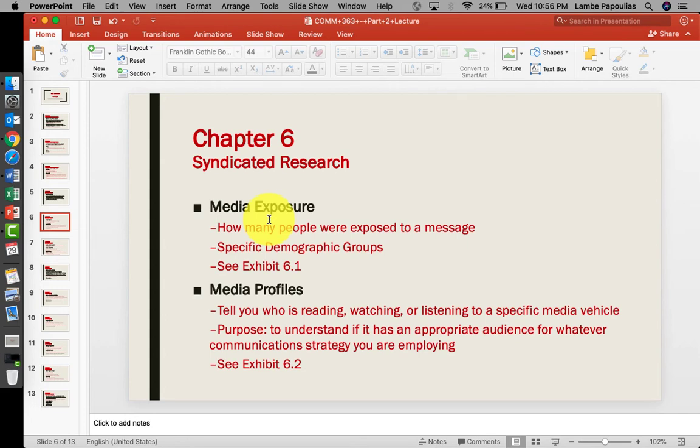You also have media profiles, which tell you who's reading, watching, or listening to a specific media vehicle. The purpose of this is to really understand if it has an appropriate audience for whatever communication strategy you are employing. So maybe you are looking for a communication strategy where you're really trying to target young adults. Well, maybe this can show who your audience is, and if the audience is young adults, this will actually work out for you, such as what Exhibit 6.2 discusses.